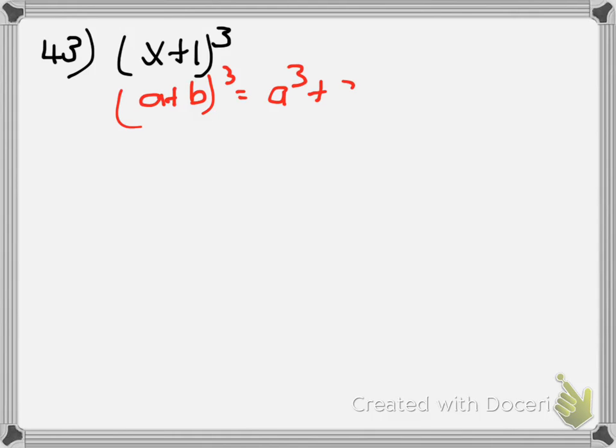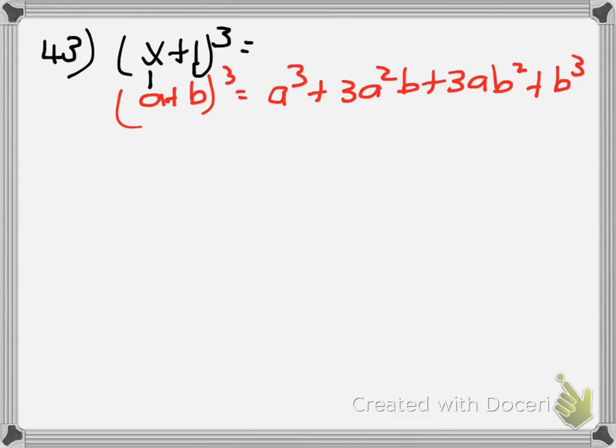number 43. x plus 1 cubed. Now this is where we use the formula. I'm going to write the formula down here in red. a plus b cubed. The formula is a cubed plus 3a squared b plus 3ab squared plus b cubed. And now I'm going to do it. The a is replaced with an x and the b is replaced with a 1.